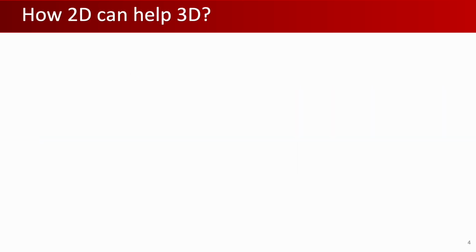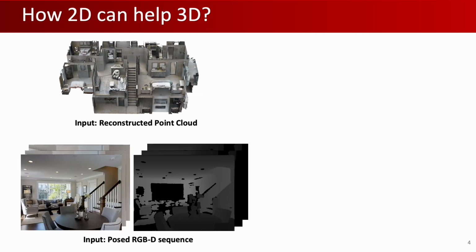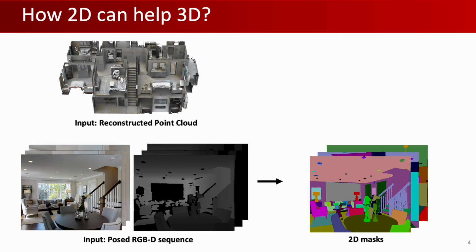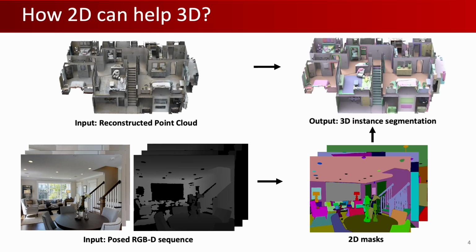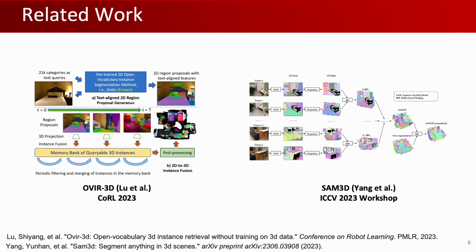To leverage 2D models, we input a reconstructed point cloud alongside a posed RGBD scanning sequence. We use 2D models to extract instance masks from images and then merge them into 3D instances. Yet, a key challenge in this 2D to 3D approach is the inconsistency of 2D instance IDs across frames. For example, the IDs for the same object, like a piano, differ between frames. Previous efforts, such as OVIR 3D and SAM 3D, have delved into this direction.